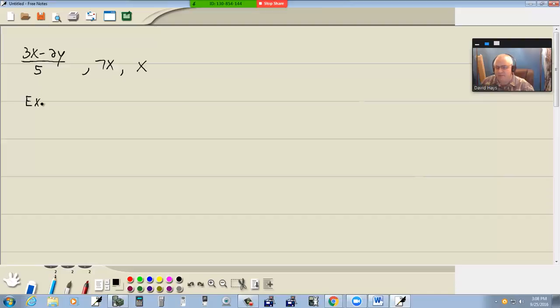So let me show you an example. We're going to evaluate, actually I can show that example right there, 3x minus 2y over 5 for x is equal to negative 2 and y is equal to negative 1.